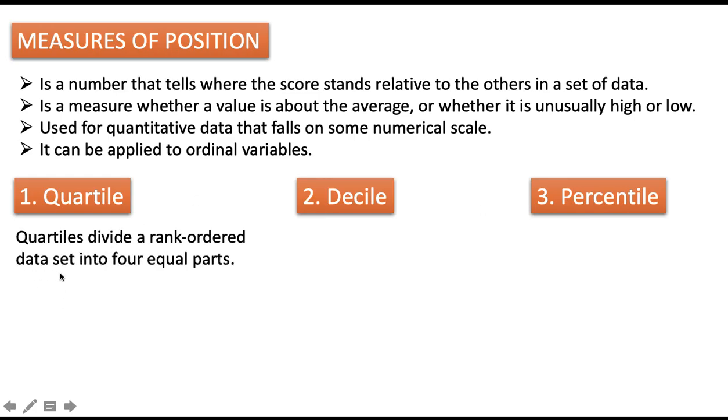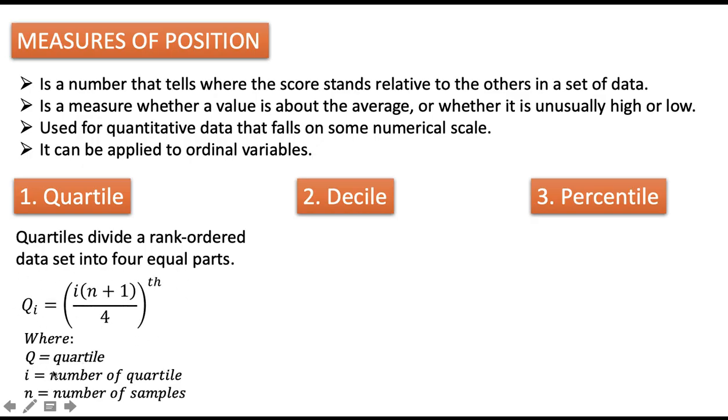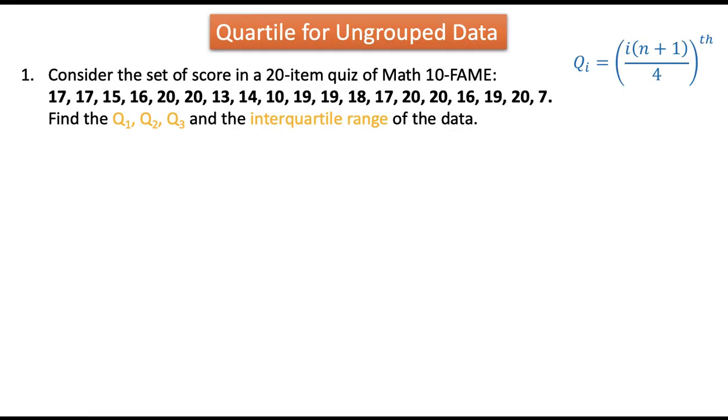In this video, we will be focusing on quartiles. Quartiles divide a rank order dataset into 4 equal parts. And this is the formula that we're going to use, wherein Q represents quartile, i is the number of quartile, and n is the number of samples. You see this th here, it means the number being obtained here represents the rank or the position in our given dataset.